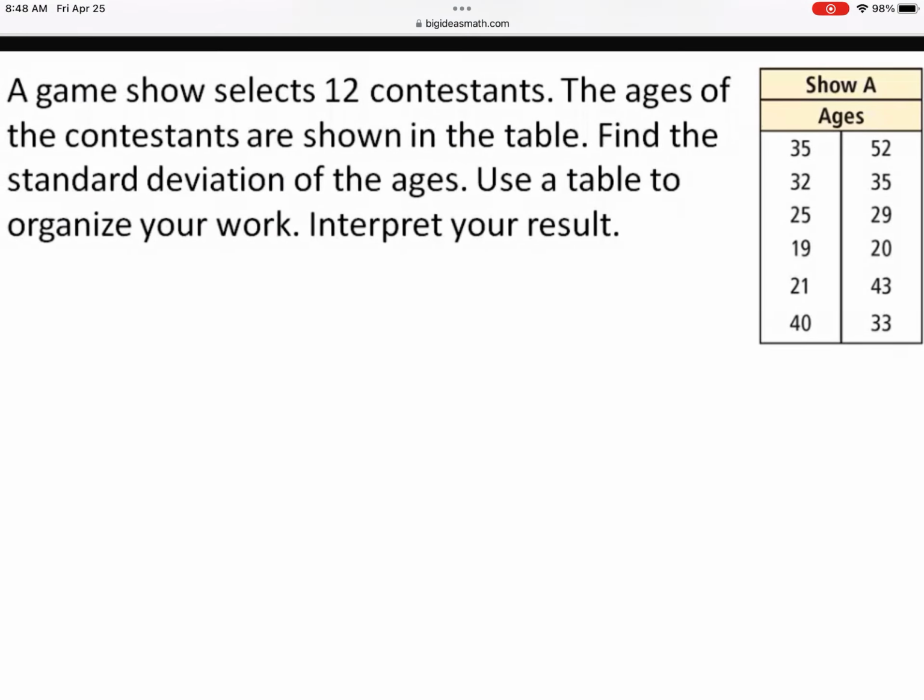Next find the range. Notice that the least value is 8.15 and the greatest value is 14.50. So the range is 14.50 minus 8.15, which equals $6.35. Note that the range of the new dataset is the same as the range of the original dataset. Next find the standard deviation. Use a table to organize your work.